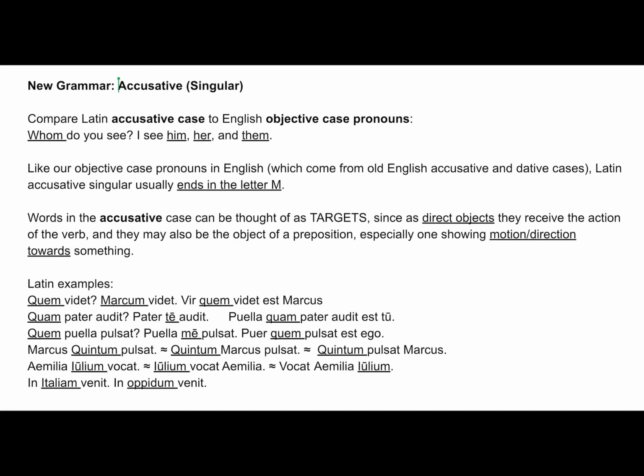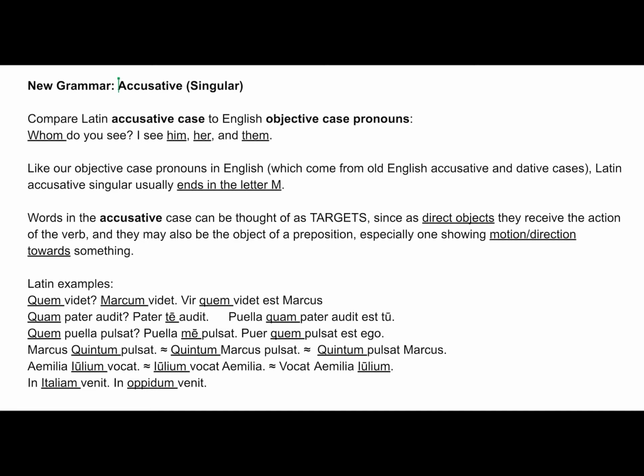All right, our next line, Aemilia Iulium vocat, Iulium vocat Aemilia, vocat Aemilia Iulium. All of these, again, mean Aemilia calls Julius. Julius, in the nominative would be Iulius, but here we get Iulium in all three sentences, so we know he is the direct object. Why? Well, because he ends in M, right? The word Iulium is the accusative singular ending in M.